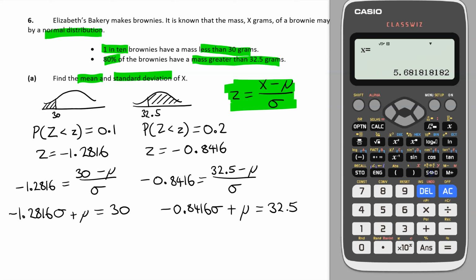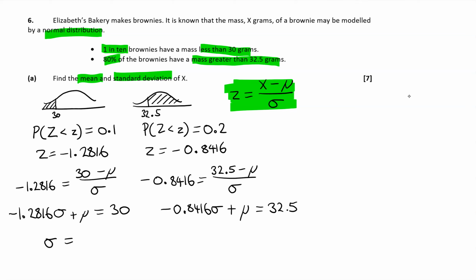I'm going to do this. I get a standard deviation, because that's my x, of 5.68 to 3 significant figures, and I get 37.3 for my mean. So then I get 5.68, and I got 37.3 there. Okay, you can also put these values back in, check that they work, check they make sense, if you do have the time, obviously. But that's how you do get all 7 marks there for that first part of this question.